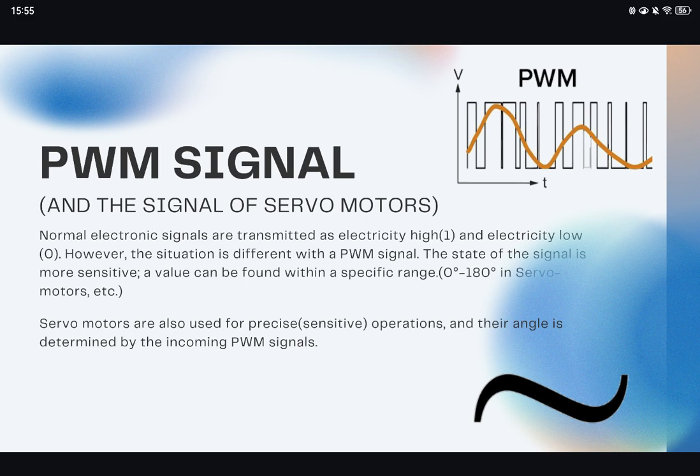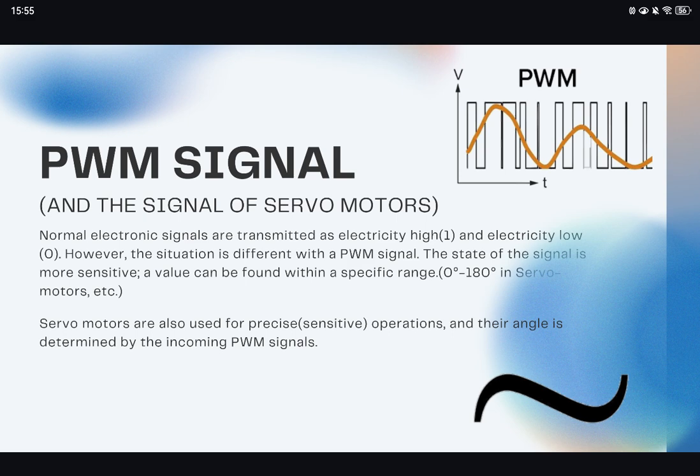Because a PWM signal can sit at numbers between 1 and 0, you can use it when you need precise motors like our servo motor. So the state of the signal is more sensitive, and you can find a value between a specific range, like 0 to 180, or 0 to 360 in our servo motors. And our servo motors also use sensitive operations.